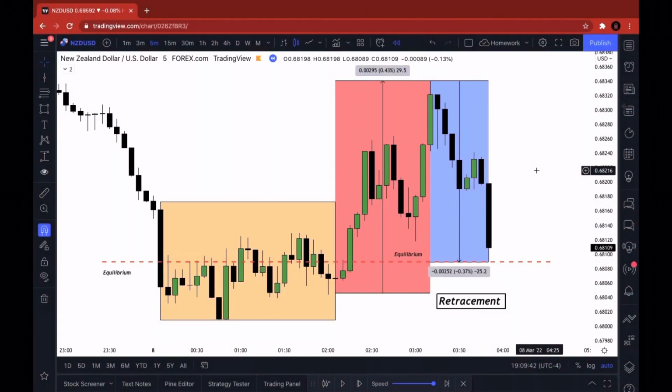As you can see here, we've gone from a consolidation, price trading within a tight range, then an expansion, price leaving that tight range, and now a retracement, price returning to that tight range that it previously formed. That is what a retracement is.